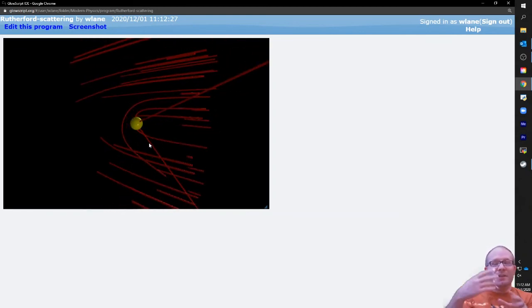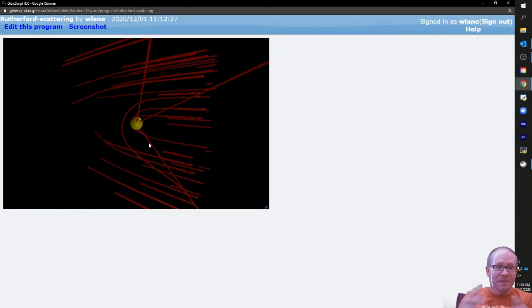And so based on the different deflection pattern you have by doing many, many particles, you can tell what this thing is made of and what kind of force is acting between them.